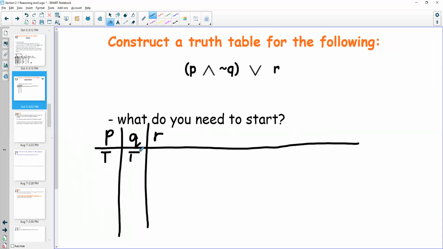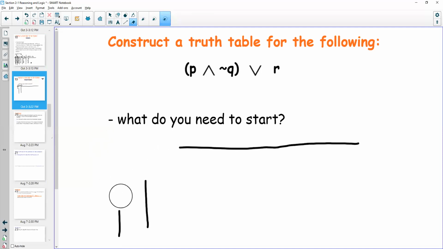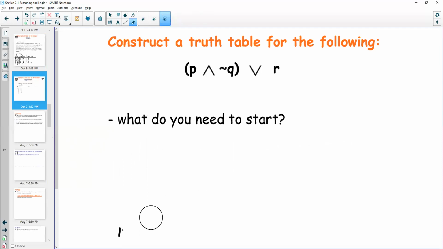True, false, true. Oh, I should have made that first one true so I don't screw up our normal pattern. Where's my eraser? Oh, how about we just erase that and start fresh, because I don't want to make it more confusing than it has to be.